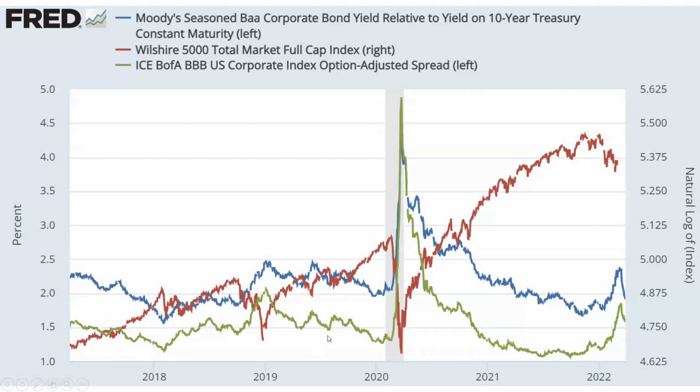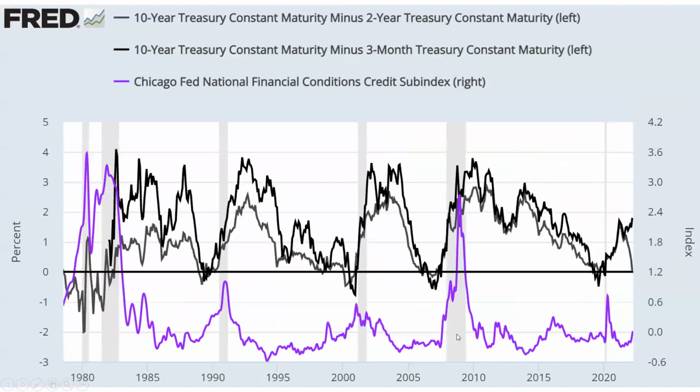So what I wanted to point out is that typically what you see before recessions, and this shows it here, is that you get a crunch in the financial conditions credit index before it rolls over. That's sort of like the straw that breaks the camel's back, is essentially the lending stops, the conditions tighten, and the economy then rolls over.